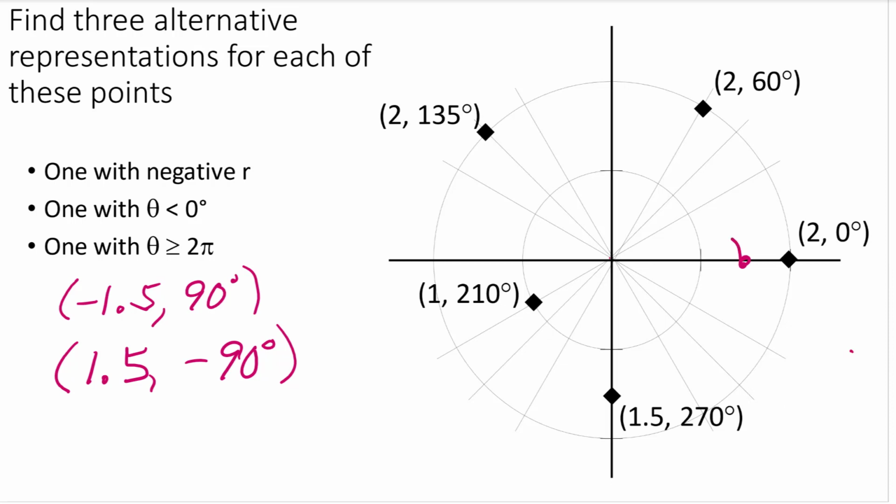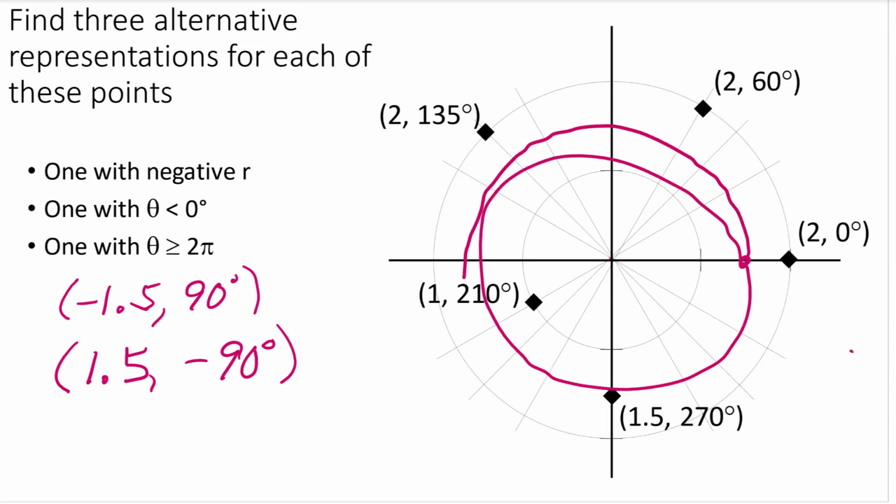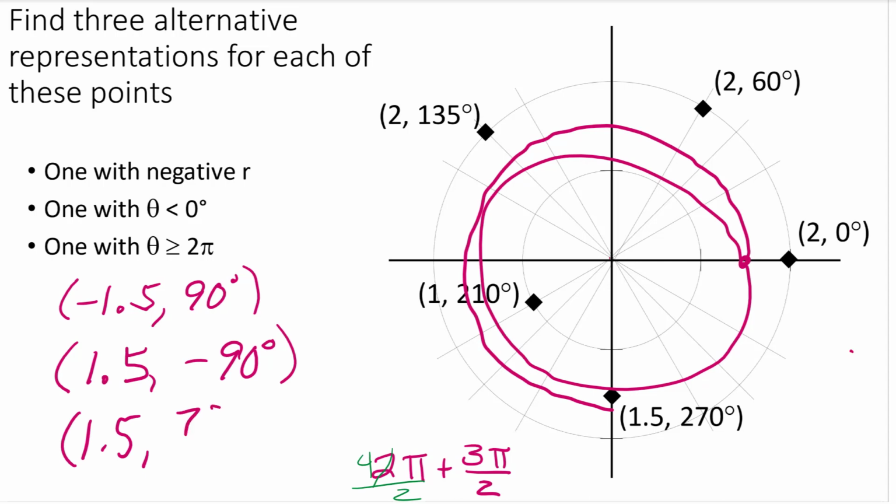Okay, so now I'm going to do 2 pi, so I go all the way around, 2 pi, and then I got to go again, here, and then all the way down to here. So it's going to be 2 pi plus 3 pi over 2. So 4 pi over 2, 7 pi over 2. So 1.5, 7 pi over 2. Yay! Okay, so you got that one.